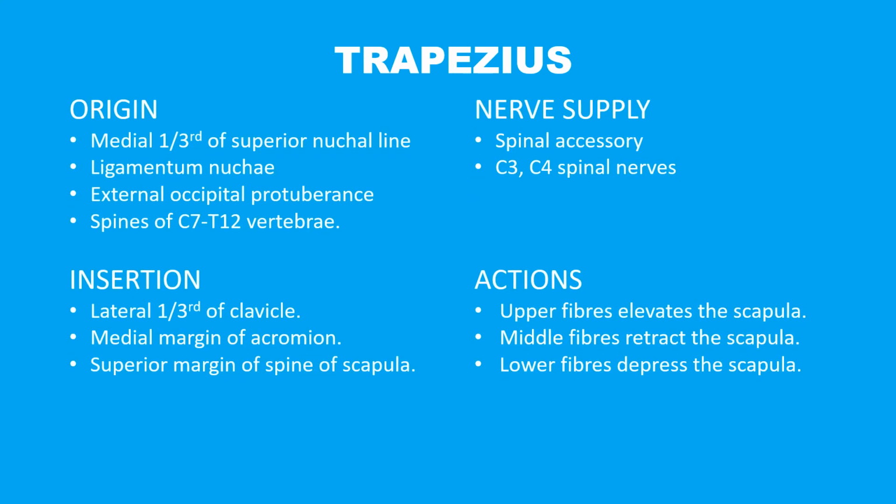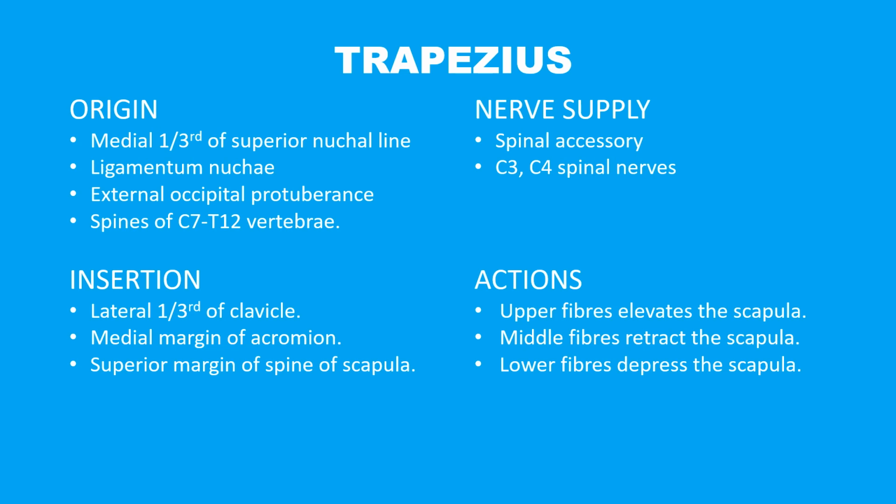Trapezius. Origin: medial 1/3 of superior nuchal line, ligamentum nuchae, external occipital protuberance, spines of C7 to T12 vertebrae. Insertion: lateral 1/3 of clavicle, medial margin of acromion, superior margin of spine of scapula.